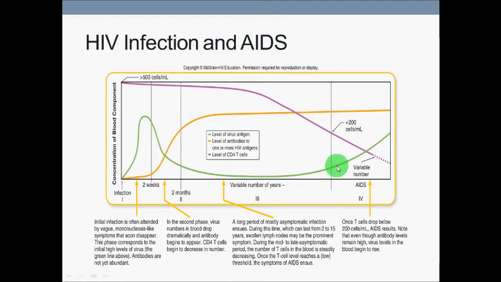starts producing its mRNA, producing more of itself, and as it goes up in number, your immune system, which is in purple here, starts to go down. This is the number of CD4 T cells. These are those helper T cells that help to stimulate your immune response. It goes down, down, down until you can't fight off any other infections.